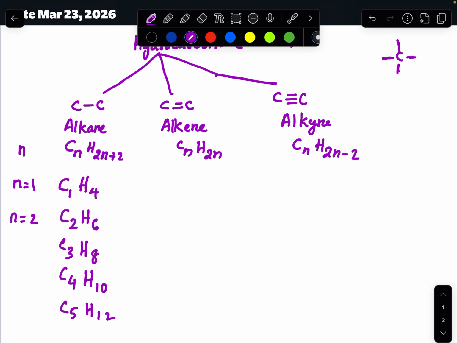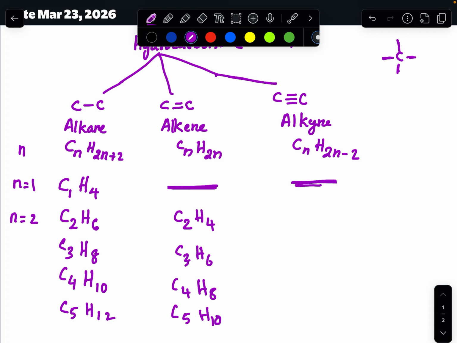If it is an alkene, we know that it needs a double bond. There is no alkene with 1 carbon. It starts from 2, because it needs 2 carbons to form a double bond. So C2, then H will be C2H4. The next will be C3H6, then C4H8, and the next one will be C5H10.